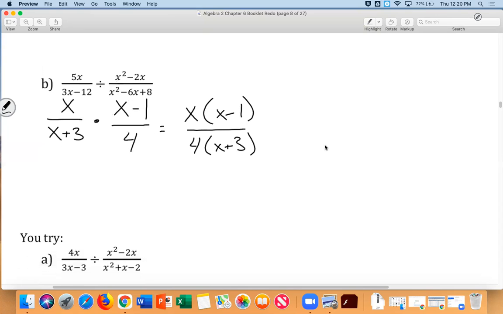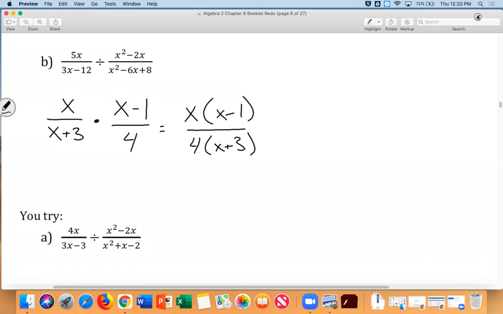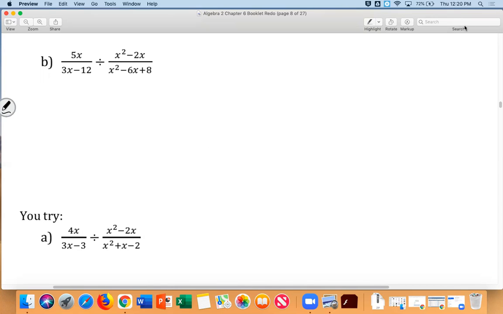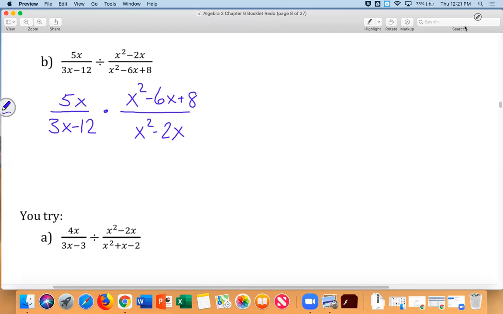B is more like the problems you're going to encounter. With B, same thing. Before I do any part of the problem, I simply want to flip that second fraction. So I have 5x divided by 3x minus 12 times x squared minus 6x plus 8 over x squared minus 2x. Now it's just like we did 2 minutes ago.